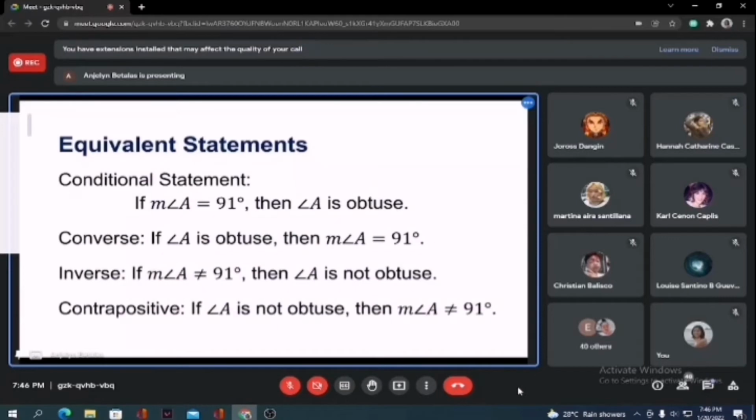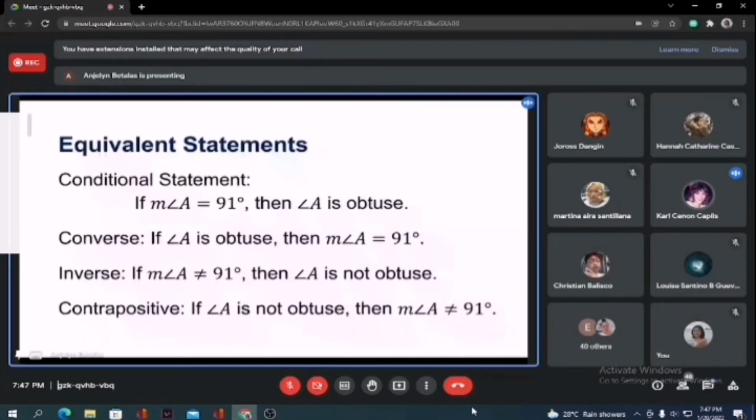Okay, it is true. Since the conditional statement is true, we expect the contrapositive to be true. If angle A is not obtuse, then the measure of angle A is not equal to 91 degrees. That's actually true. 91 is an obtuse angle, and if angle A is not obtuse, that is correct. How about the converse? Is this a true or false statement? True, ma'am. Are you sure? Yes, ma'am.